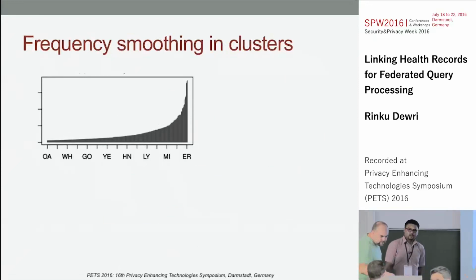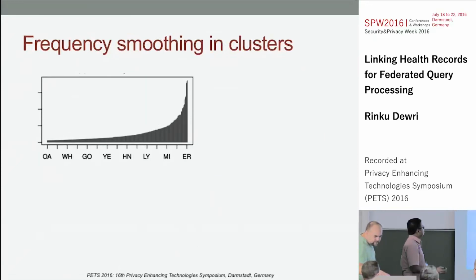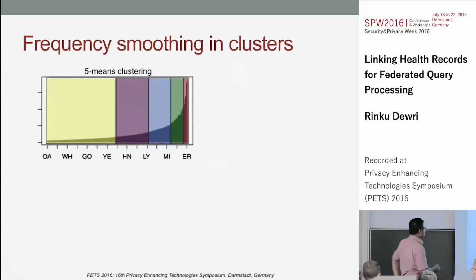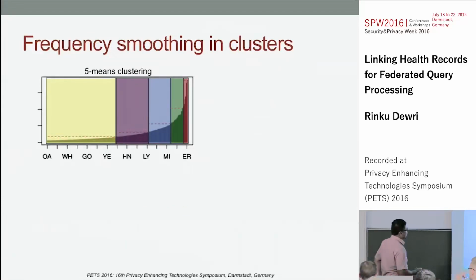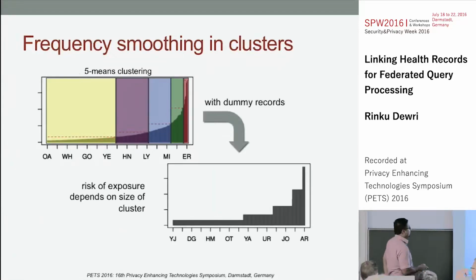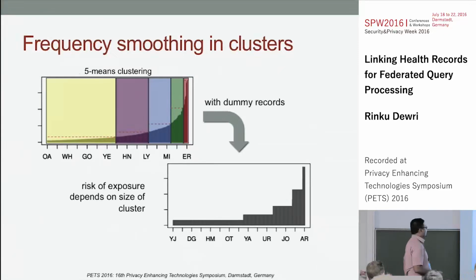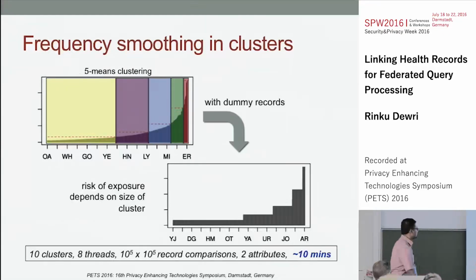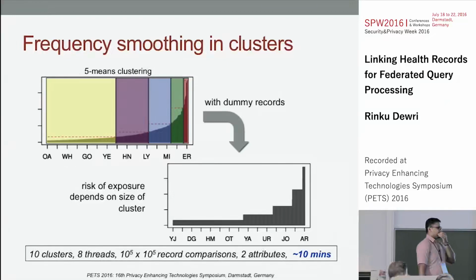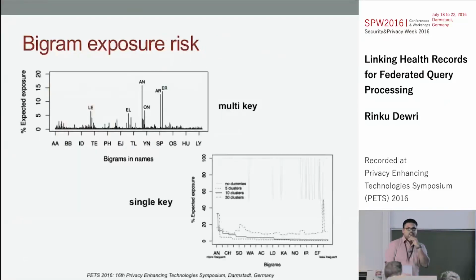actual records. So the technique we use is to do smoothing in a cluster. We look at the distribution, let's say we divide it into 5 clusters, and then we do smoothing in each cluster. As a result, the frequencies now become something like this. They are uniform within the same cluster. Again, if we do a single key now, that 80 minutes could become 10 minutes for 100,000 records at each site.